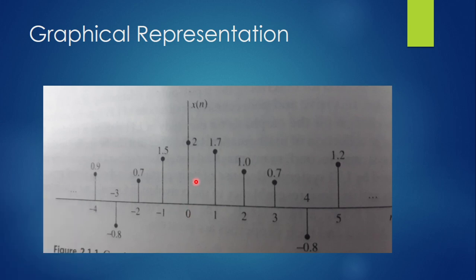see here, suppose the first sample is 2 at the reference 0. The second sample, that is the first, is 1.7, second is 1, third is 0.7. And the samples taken previous to that are represented in the negative, -1, -2, -3 and -4. -1 sample is 1.5, -2 sample is 0.7, -3 is 0.8. In this way, we represent the sequence of numbers, that is the discrete sequence.